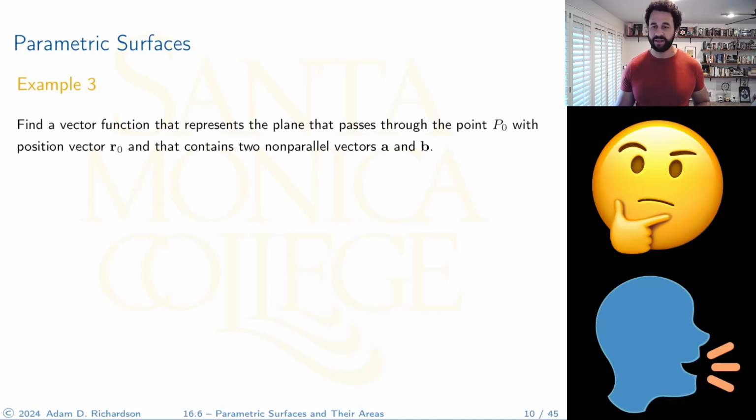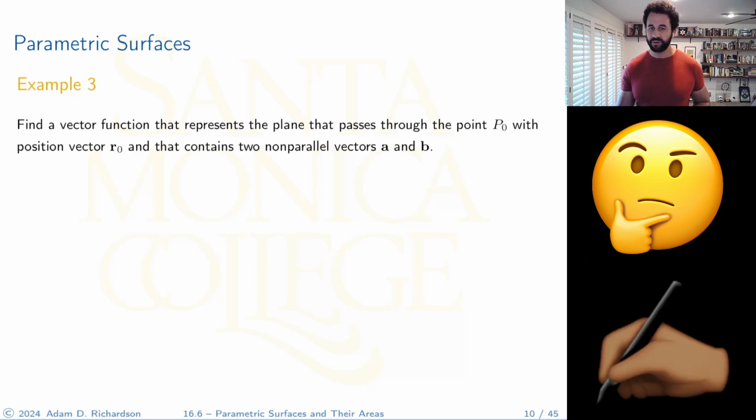Okay, now say something out loud to yourself about what you think this vector function would look like. Anything just to get you started. All right, now try to work it out on your own. See if you can produce a vector function that describes a plane that contains this point P naught and also contains two non-parallel vectors A and B. And then we'll do it together in just a moment.